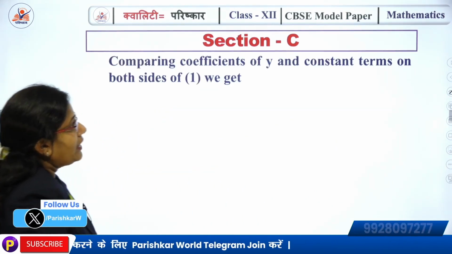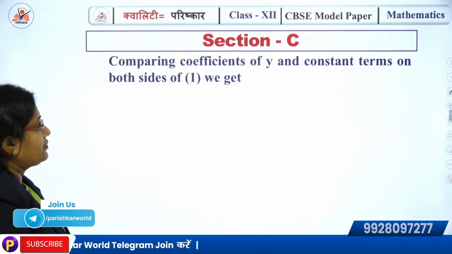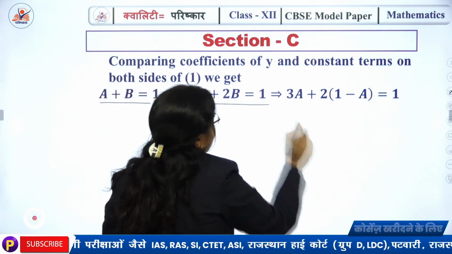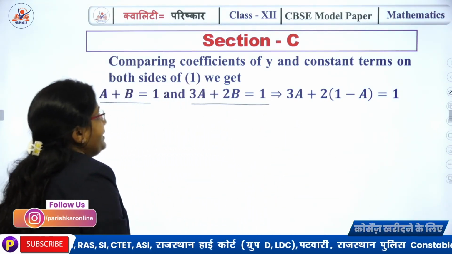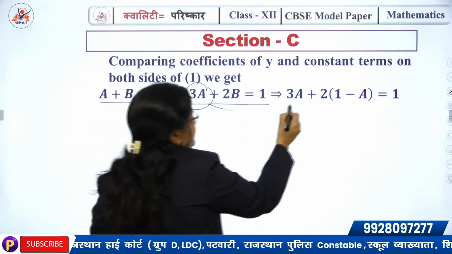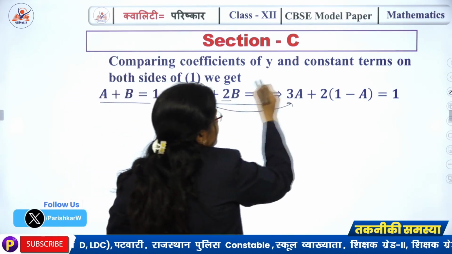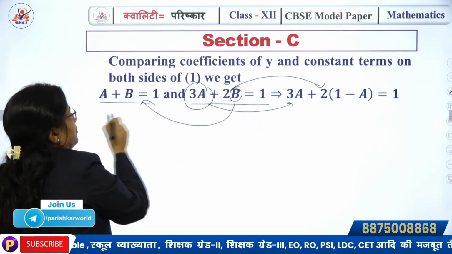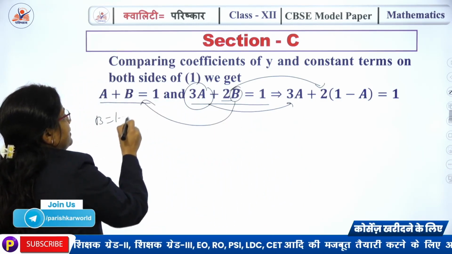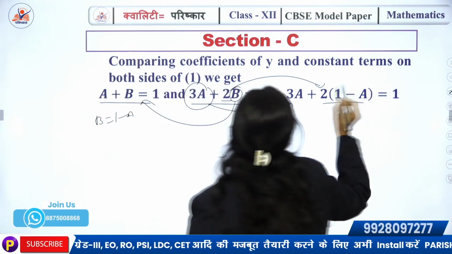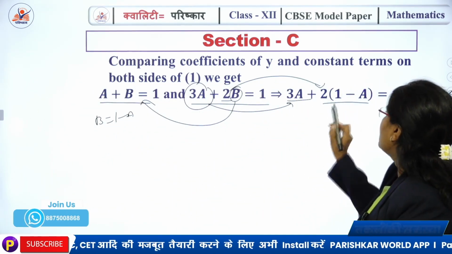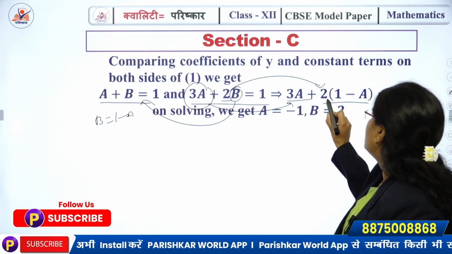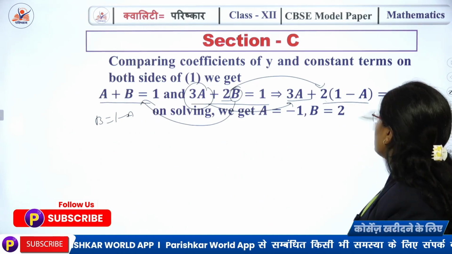Comparing the coefficient of y and the constant term on both sides of equation 1, we get a plus b is equal to 1 and 3a plus 2b equal to 1. 3a as it is, 2b as it is. Now the value of b can be written from this equation, b equal to 1 minus a. We put this value of b, 1 minus a: 3a minus 2a is equal to a, and 2 minus 2 plus 1, which is minus 1.